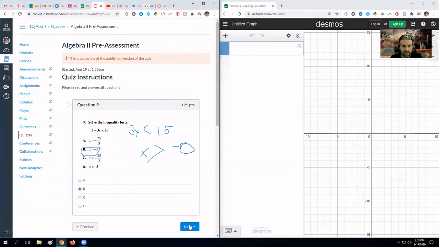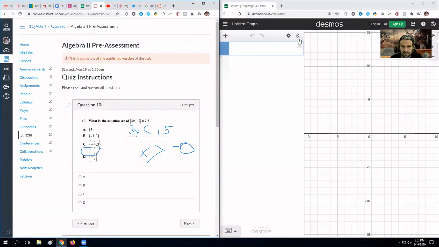So far we're doing great. We haven't had to use Desmos, but it will pop up later. All right, 9 questions done. A couple more to go.